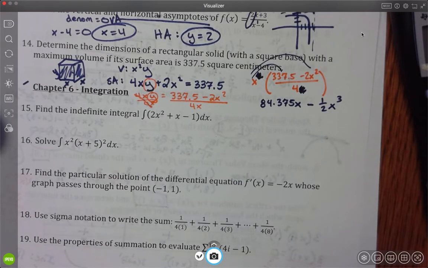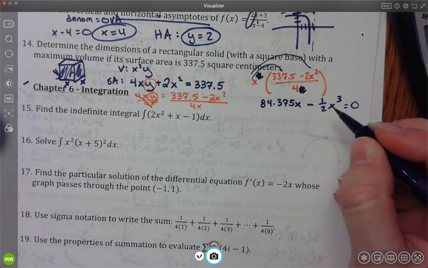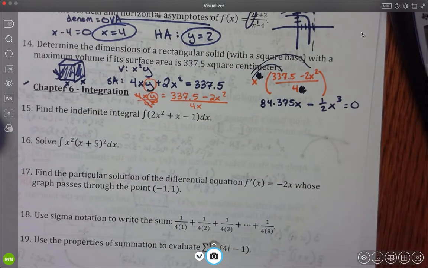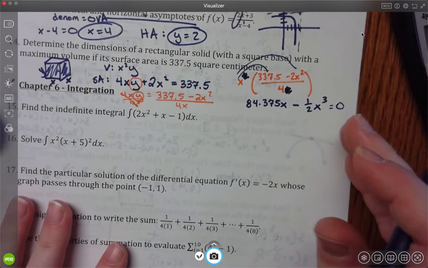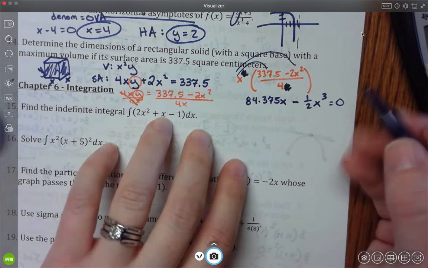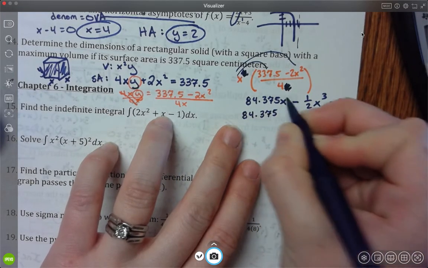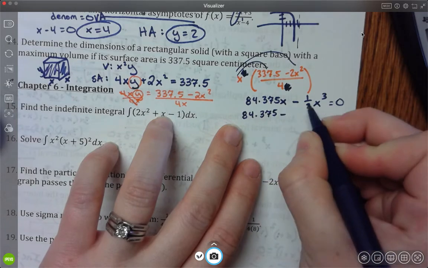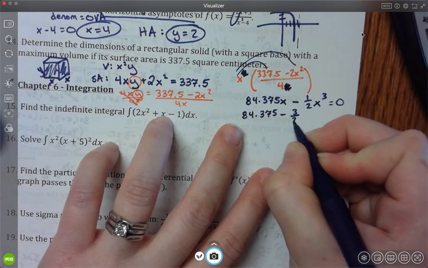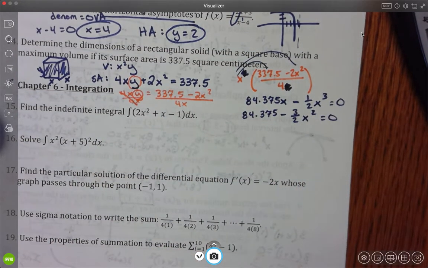Last thing that I have to do is set it equal to 0. Or no, shoot. I have to find the derivative. I haven't found the derivative yet. So after I solve that all out, I have to find the derivative of this. So 84.375, there's no x, minus 3 times 1/2 is 3/2 x squared. Now I'm going to set it equal to 0.